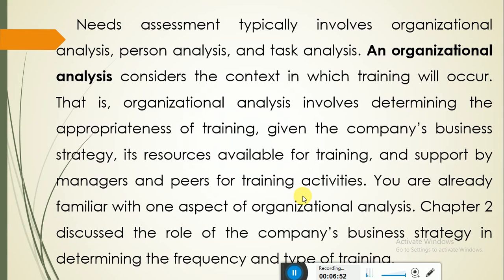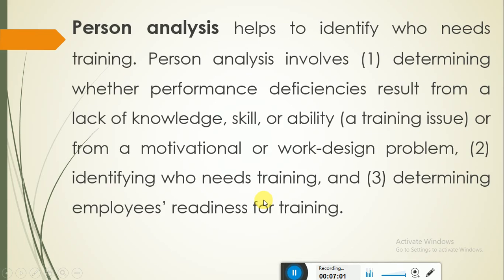So in chapter 2 we have discussed strategic training. That's all about strategy. Then personal analysis helps to identify who needs training. That's very important. Once you have done all the organizational analysis, once you have analyzed the whole organization, resources, employees' motivation, for example, the whole strategy of training in the organization, policies for training, approval from top level, availability of resources, everything, then you come to personal analysis. Personal analysis is to identify who needs training.